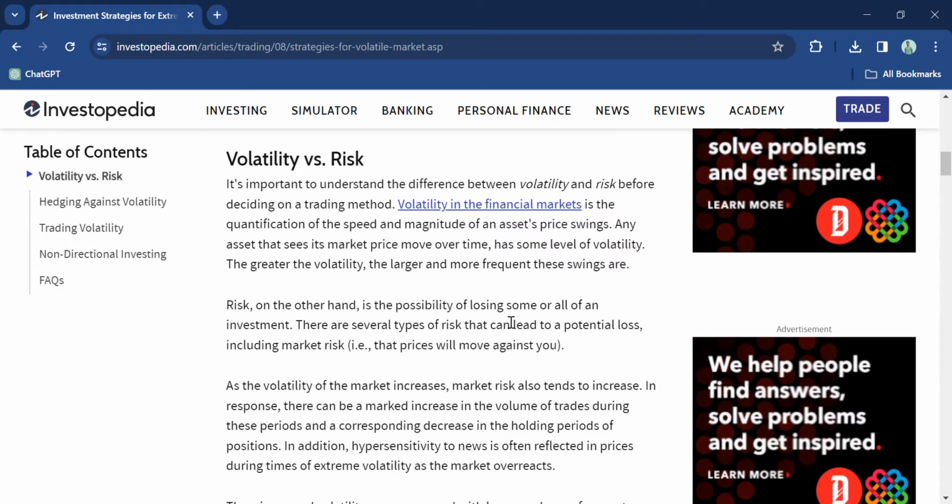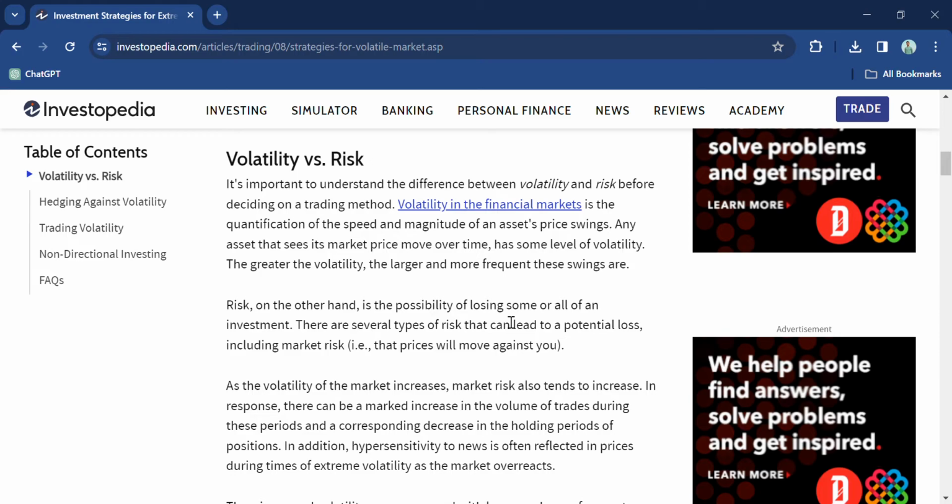Volatility versus risk. It's important to understand the difference between volatility and risk before deciding on a trading method. Volatility in the financial markets is the quantification of the speed and magnitude of an asset's price swings. Any asset that sees its market price move over time has some level of volatility. The greater the volatility, the larger and more frequent these swings are.